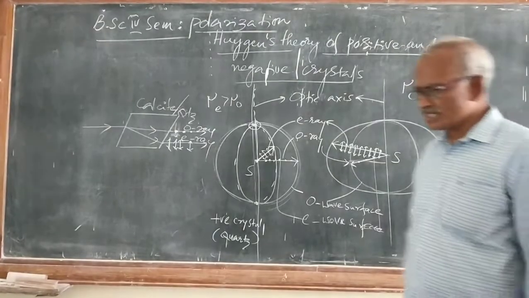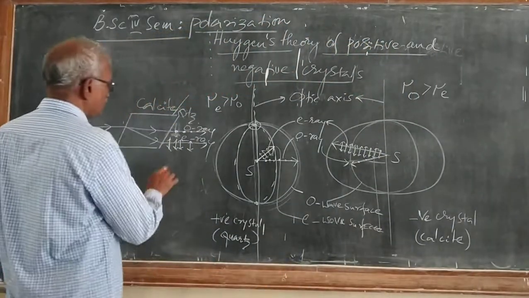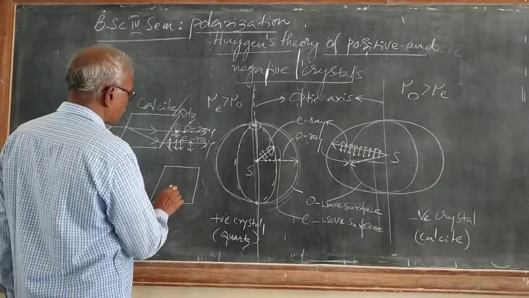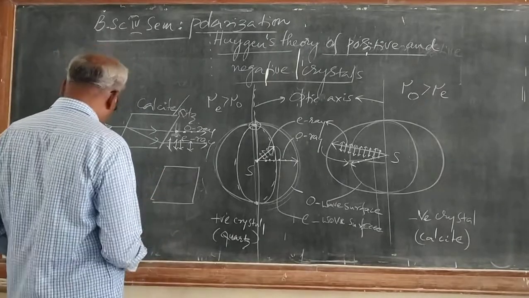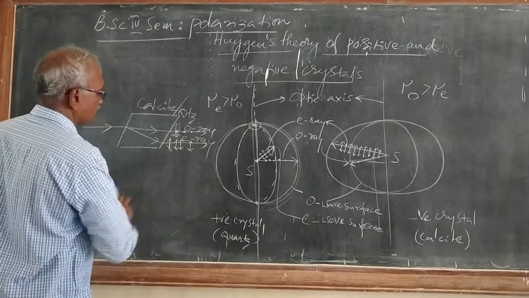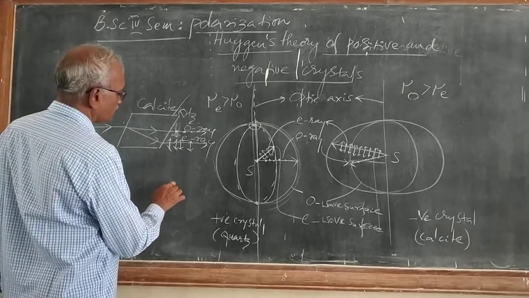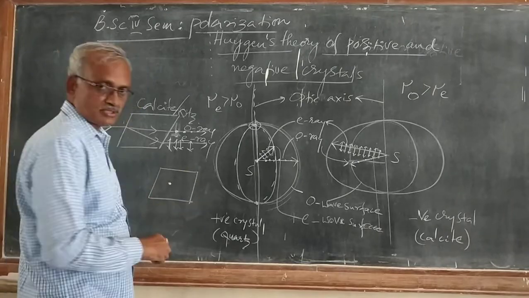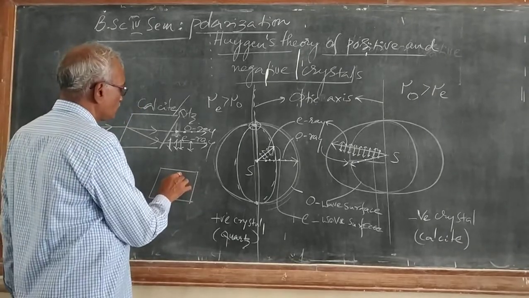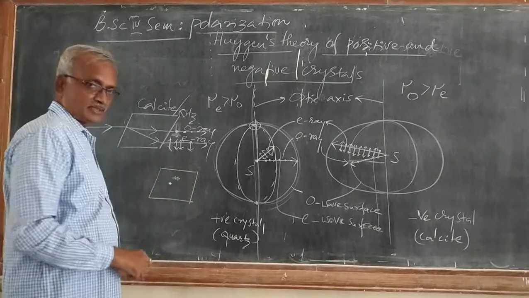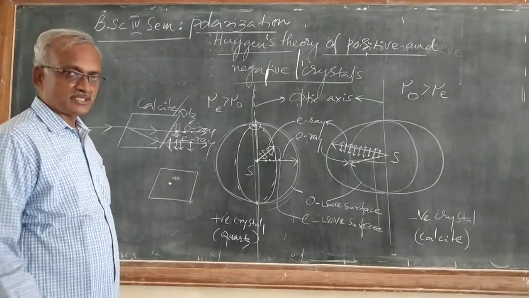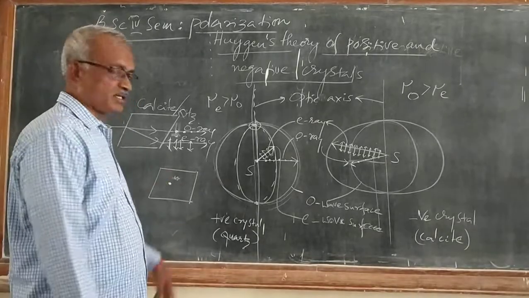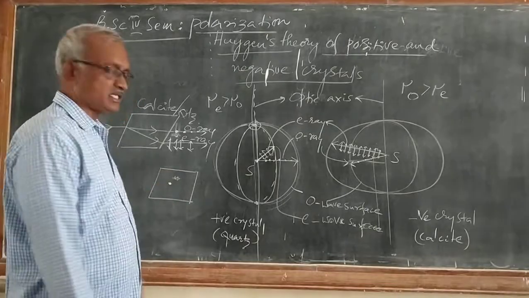The next thing important to note is how to identify ordinary and extraordinary. Take a white paper and mark a point on the paper, and place the calcite or quartz on it. Two points will appear. How to identify which is ordinary and which is extraordinary? Then what should we do? We have to rotate this crystal clockwise or anti-clockwise.